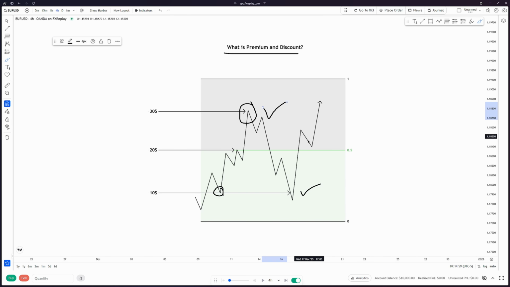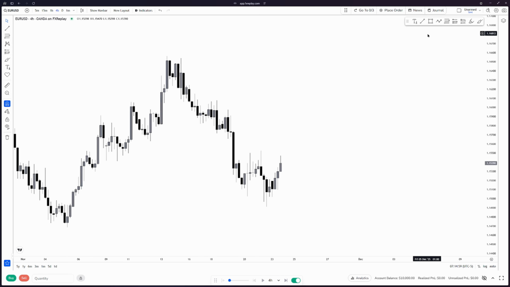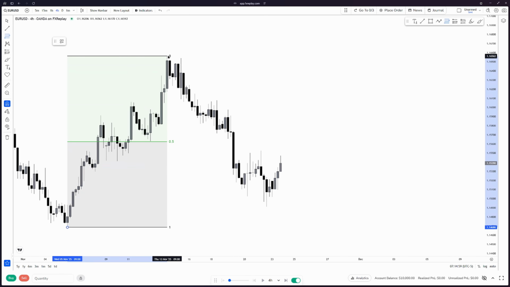You can see the settings of my premium and discount tool. Just take a screenshot and set your tool to the same settings I have. Now let's move on to the charts, and I will explain how to use this tool. So coming to the charts, look, we have a swing high and a swing low. So we will apply the premium and discount tool on this range.